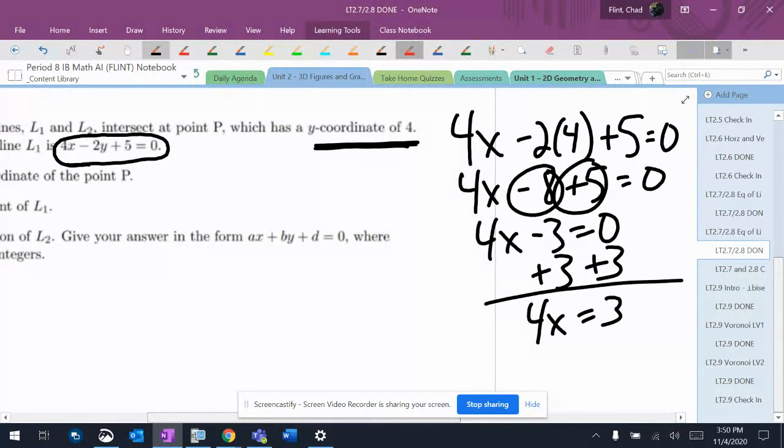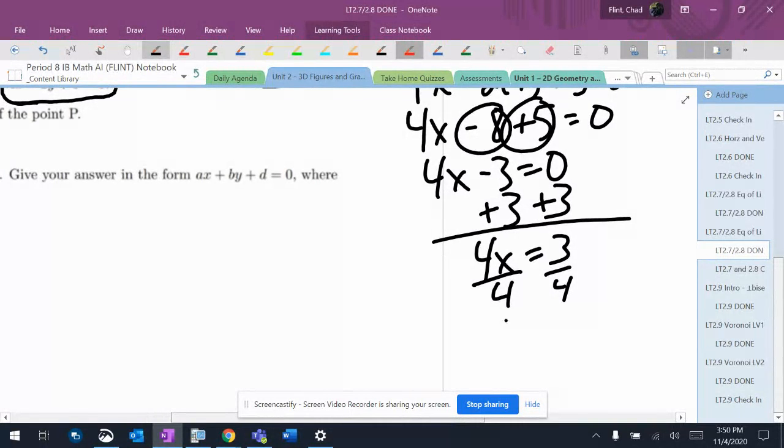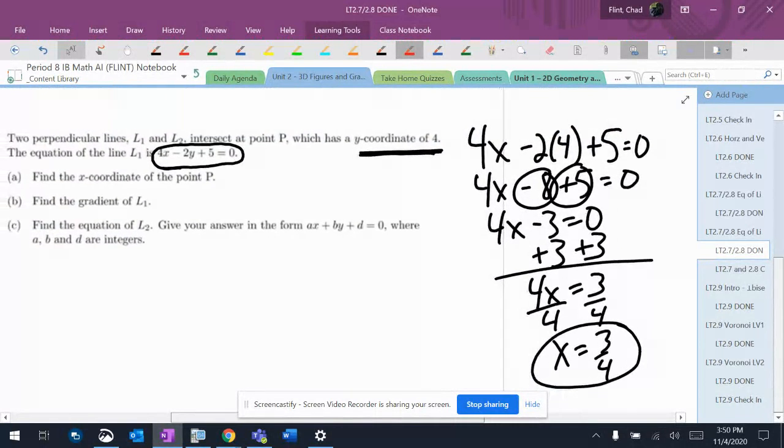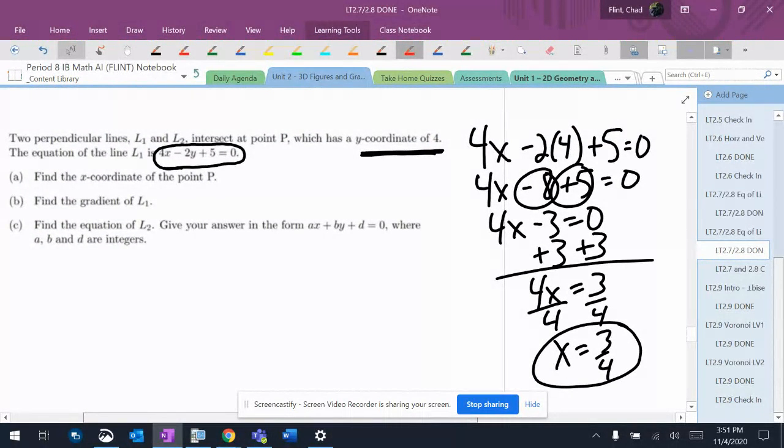4x equals 3. Divide by 4. Divide by 4. X equals 3/4. Leave it as a fraction. It doesn't need to be a decimal. There's no benefit to it, and especially if it doesn't come out to be something nice, we don't want to deal with that. Okay, so there's my x coordinate of point P.